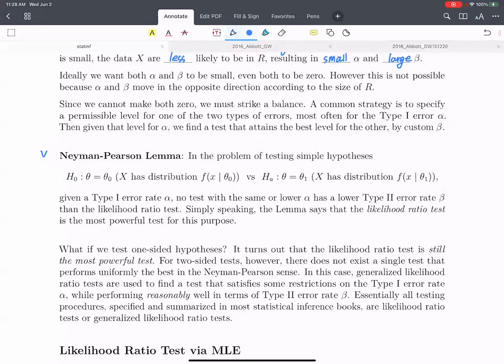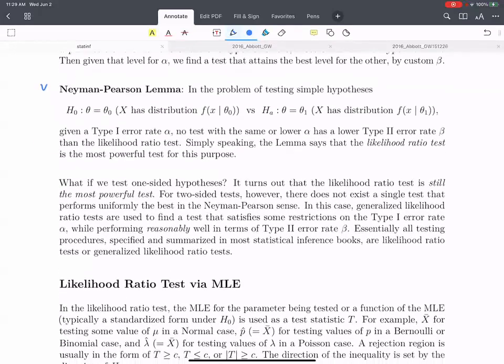ratio test. To summarize, when it comes to simple and one-sided hypothesis testing, the likelihood ratio test is the most powerful testing procedure that you want to use. When it comes to the two-sided test, we use a slightly improved version of the likelihood ratio test, called the generalized likelihood ratio test. That is known to perform pretty well and perform better than other arbitrary testing procedures.